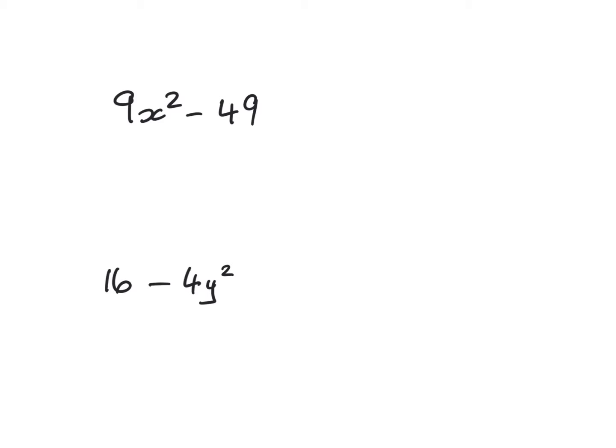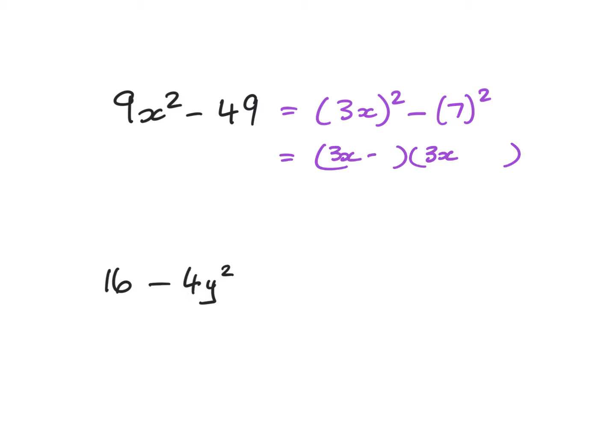Right, well, how did you go? Well, 9x squared can actually be rewritten as (3x) squared, and 49 can be rewritten as 7 squared. So my two brackets are going to look something like this. I'm going to have a 3x in there, and a 3x in there, and I'm going to have a plus 7 in there, and a minus 7 over there. And that is correctly factorized.